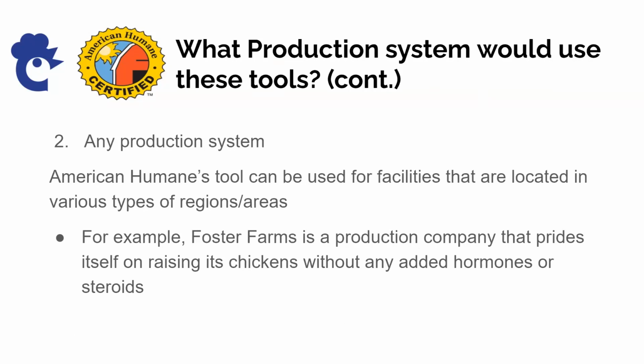American Humane's tool can be used for essentially any system because it's designed to cover facilities of all types. For example, Foster Farms is a production company that prides itself on raising its chickens without any added hormones or steroids. In this case, American Humane's tool can be used thanks to its flexible structure.